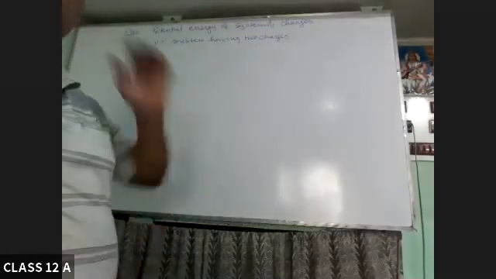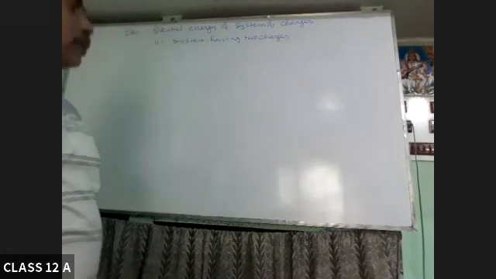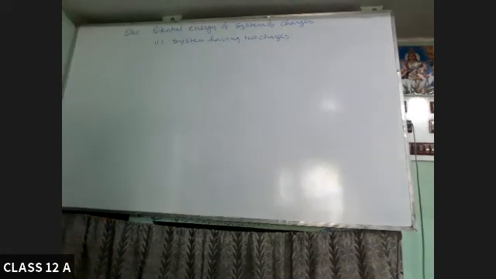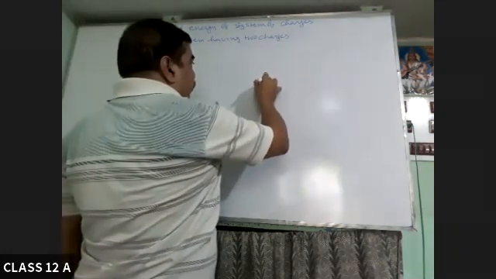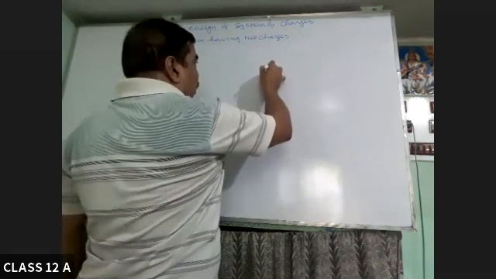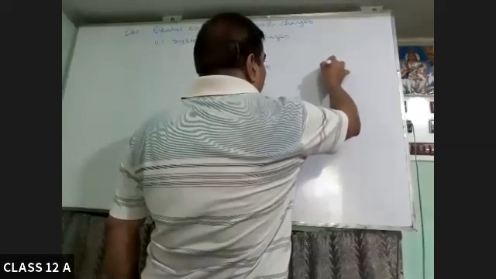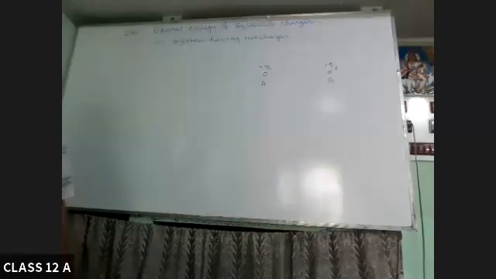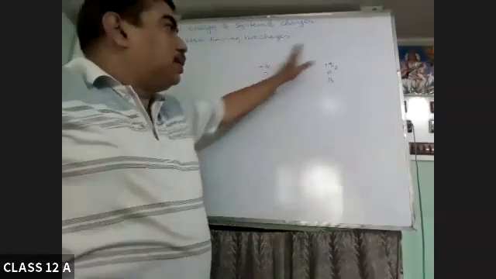If only two charges are there, then what will be the electric potential? Sorry, potential energy, not potential. Potential energy of that system. So suppose you are taking this one. One charge is plus Q1, maybe minus or whatever it is. Other charge is Q2, maybe plus. Now, what will be the potential energy of this system?